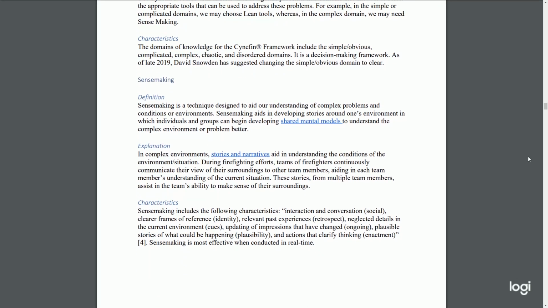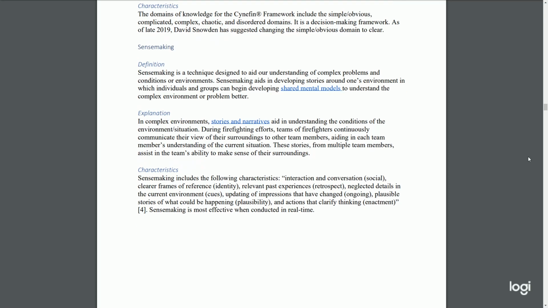Characteristics. Sense-making includes the following characteristics: interactions and conversation, social, clear frames of reference, identity, relevant past experience, retrospect, neglected details in the current environment, cues, updating of impressions that have changed, ongoing, plausible stories of what could be happening, plausibility, and actions that clarify thinking, enactment. Sense-making is most effective when conducted in real time.